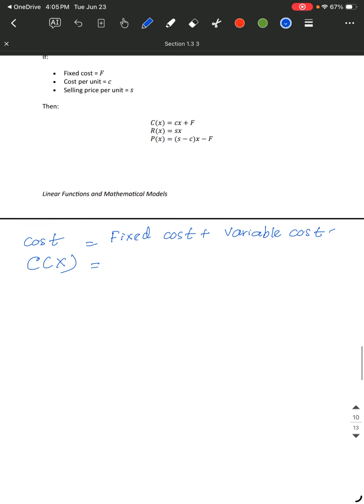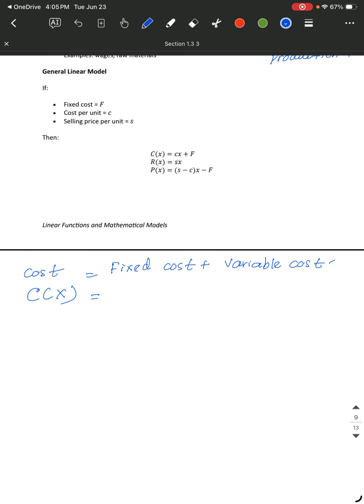So let's take the cost per unit C, the selling price per unit S, and the fixed cost F. Then the fixed cost remains unchanged, F, plus the variable cost, which is the number of units times the cost per unit, C times X. Therefore, the cost function is F plus CX.